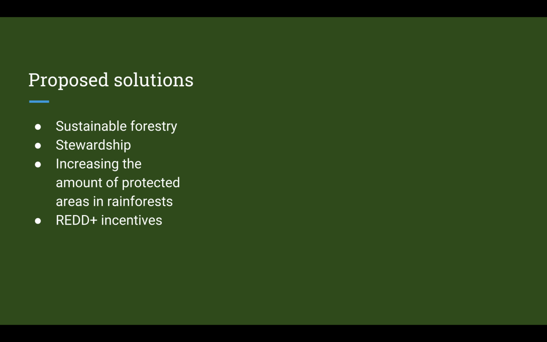There are a few effective proposed solutions, and some of them include sustainable forestry, which consists of timber harvesting methods designed to do as little damage to the environment as possible. They basically replant trees after logging, which limits soil erosion, mitigates damage to wildlife habitats, and maintains the water quality. There's also stewardship, which involves monitoring logging activities to make sure that all land use laws are being followed.